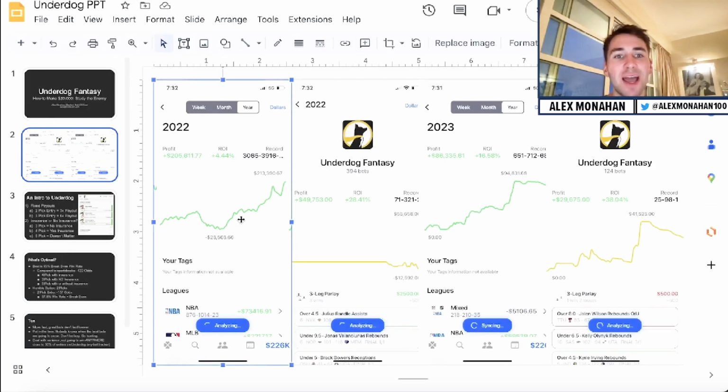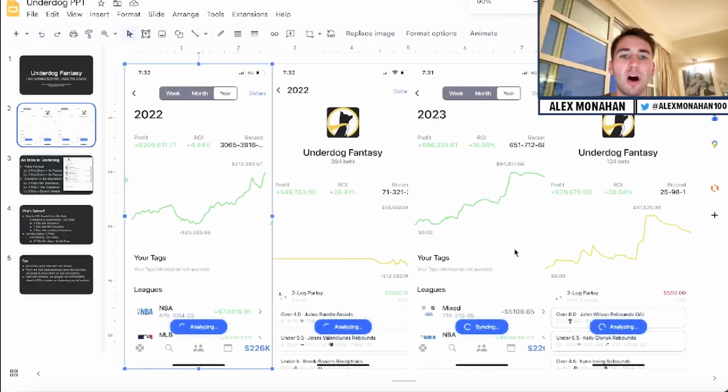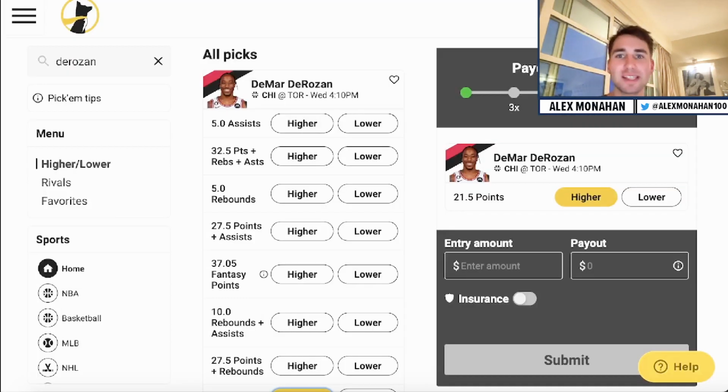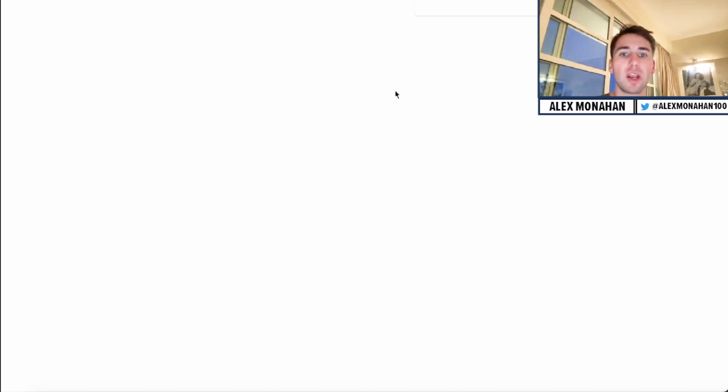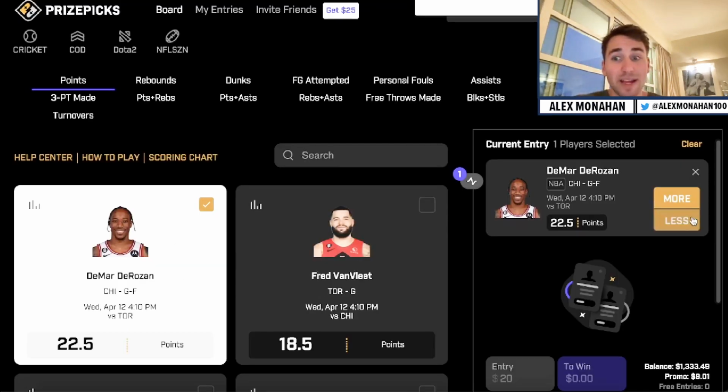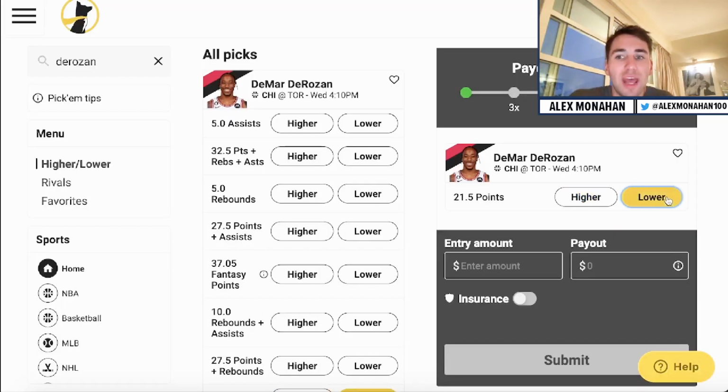And I say this all the time, but all of my profit on Underdog Fantasy is from finding inefficiencies in the market, from finding value, right? I don't bet with my gut. I follow the data. I look for spots like this where PrizePicks and Underdog Fantasy have different lines from one another that we can take advantage of. And at the same time, if you want to take the under for Derozan, you should be taking the under on PrizePicks, right? You'd rather bet under 22.5 as opposed to under 21.5.